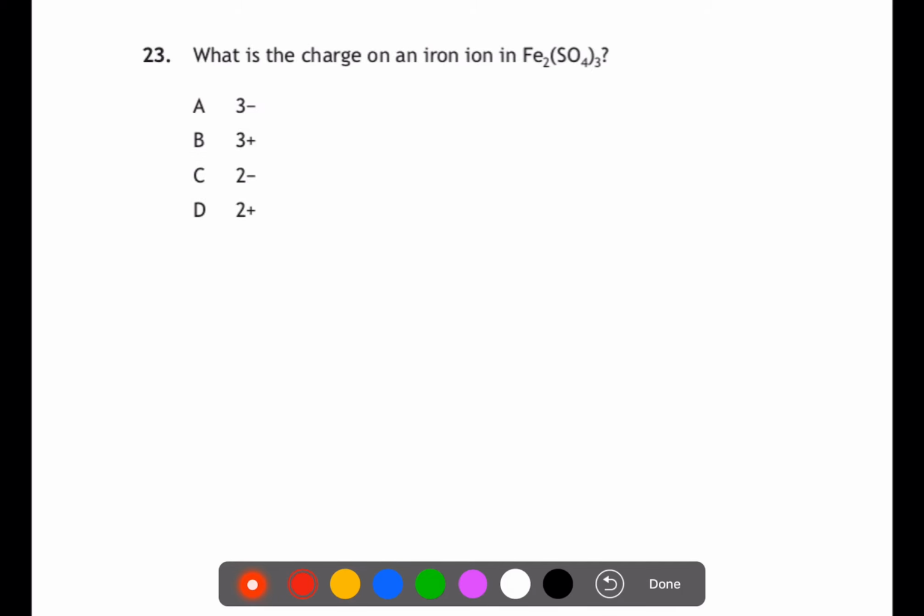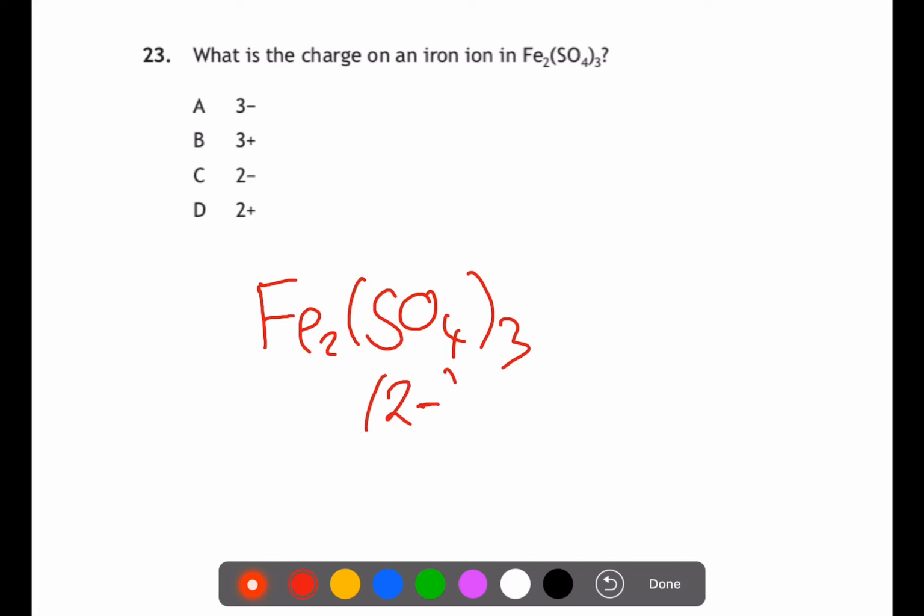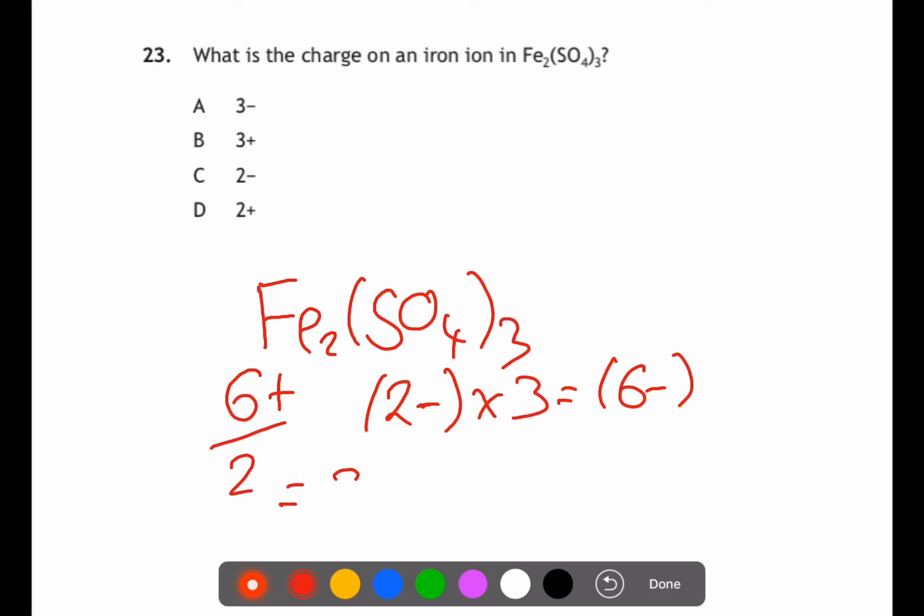Question 23. What is the charge on the iron ion in Fe2(SO4)3? So iron is a transition metal and can have varying charges and valencies. However, SO4 you will find on page 8 of your data book, and it has a charge of 2-. You have 3 of these, which means you have an overall negative charge in this compound of 6-. The overall compound has no charge, which means that the overall positive charge must be 6 positive, split across the 2 iron ions, which means each of them must be 3 positive.